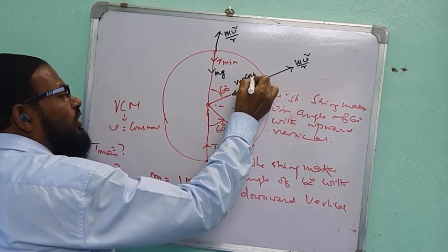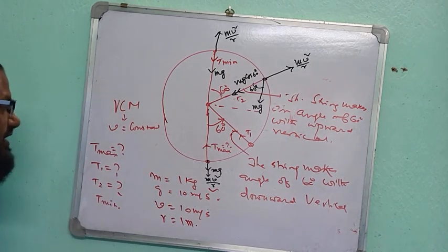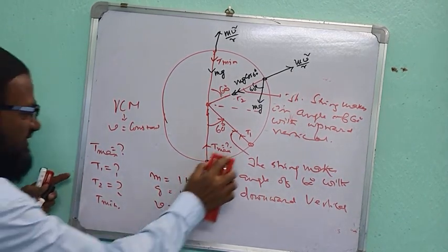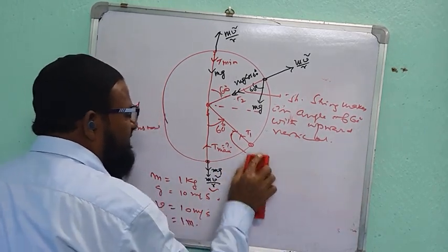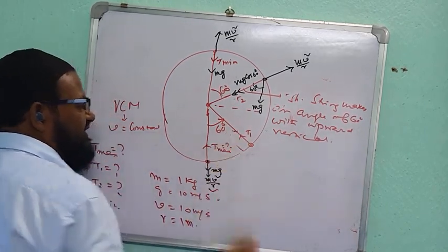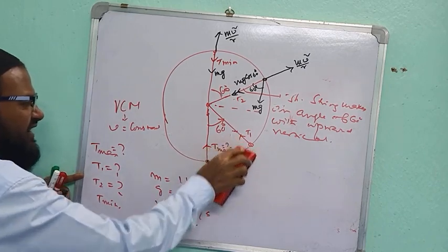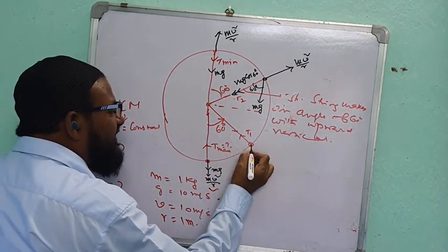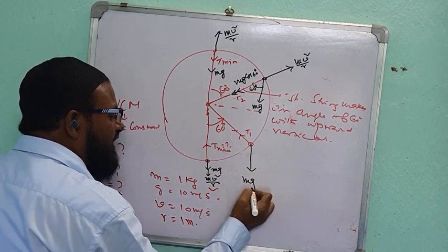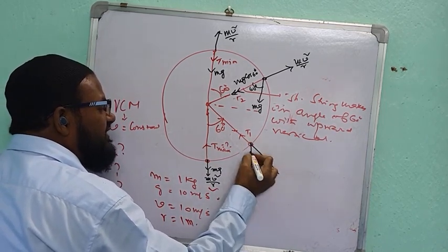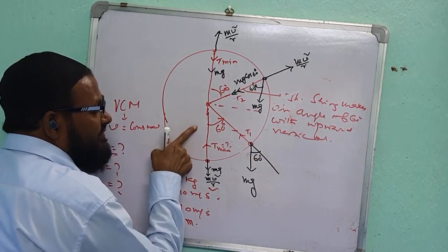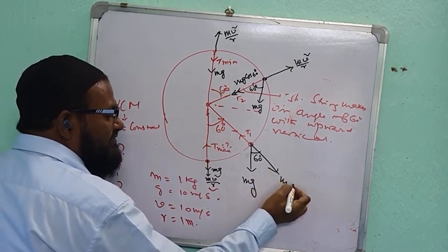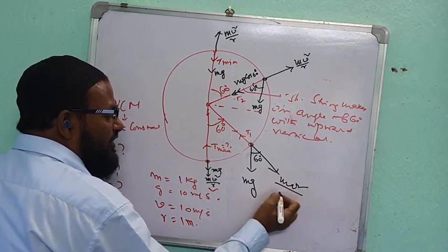mg cos 60 degree. Deleting this portion and writing. Please see here. What is this? This is very, very important. So this is vertically downward, mg. This angle is 60 degree, this is the corresponding angle, and this is mv squared by r.